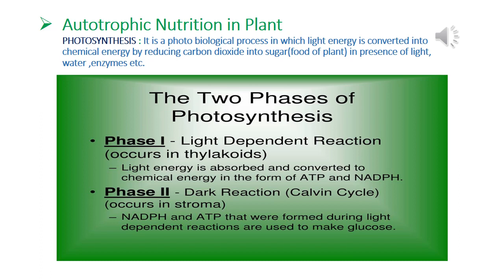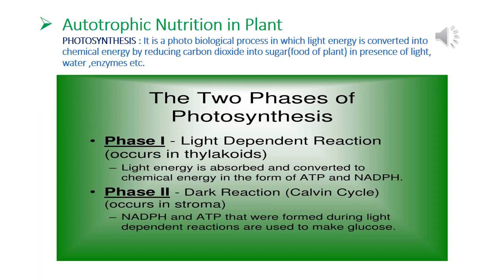It is not light independent, because in order to start the process of photosynthesis, light is actually required. So it is a photobiological process in which light energy is converted into chemical energy, and this is done by converting CO2 into C6H12O6, that is sugar. You can also say it's a process in which light energy is converted into chemical energy, in which CO2 is reduced into sugar with the help of water, enzyme, chloroplast, etc.